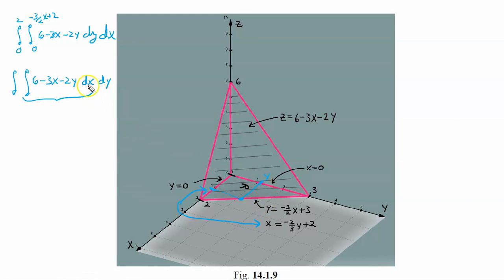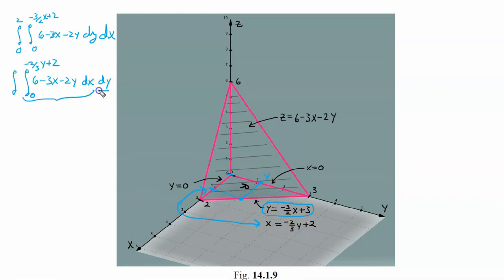So if we hold the y fixed first, the x is going to vary from 0, it's always 0 along here, up to -2/3 y plus 2. And all we really did here was take the equation of this curve, which we had as y as a function of x, and solve for x as a function of y.